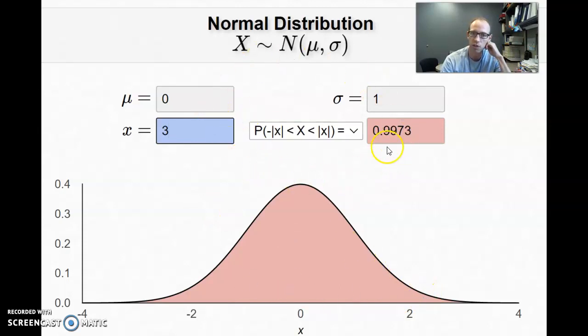So if you are working with z-scores, all you need to do is put your mean as 0 and your standard deviation as 1. So this is one tool to use with the normal distribution.